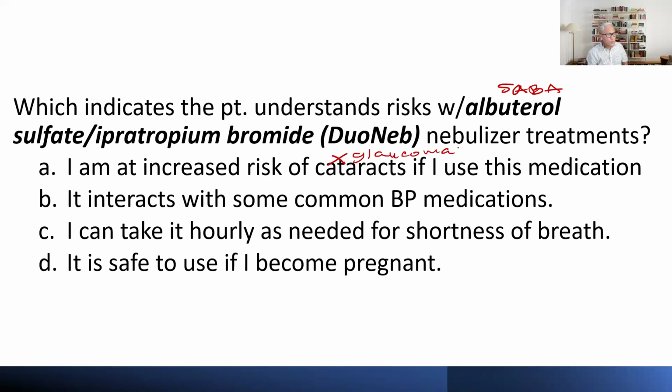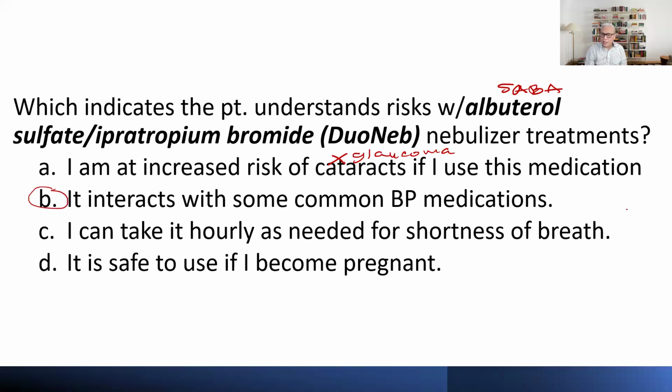It interacts with some BP medications. That is correct, because if you remember, your beta agonists are going to increase their action on beta receptors. And therefore, this is correct.